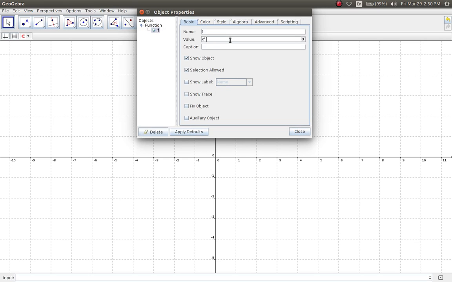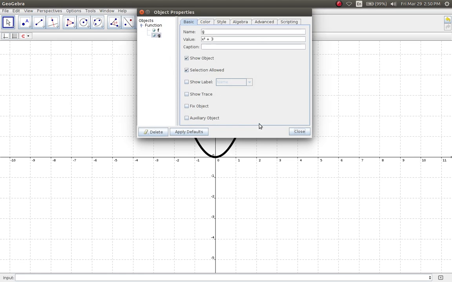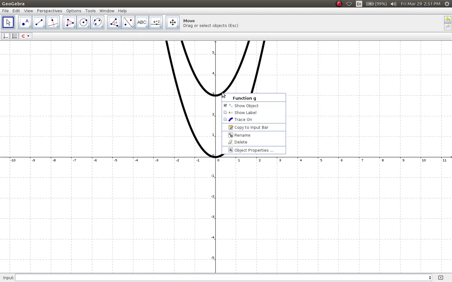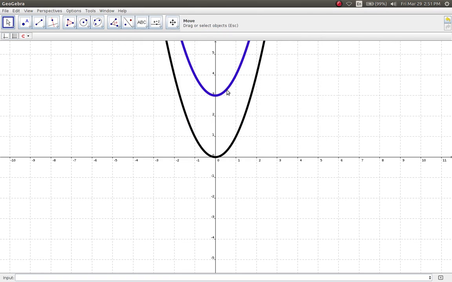Y equals x squared. You see where it was? Let's use a different graph and put in y is equal to x squared plus 3. Let me modify this. Let me change the color. Let me use a greenish or bluish color. Blue is a little bit easier to see. Now, this is y is equal to x squared plus 3.